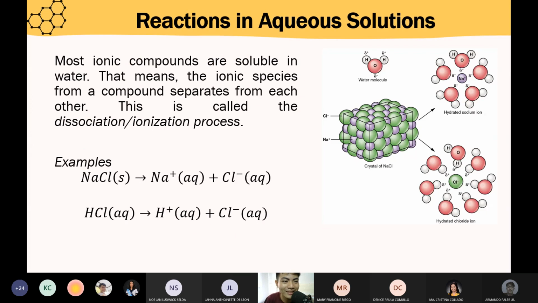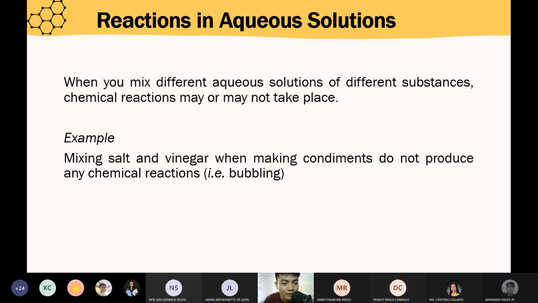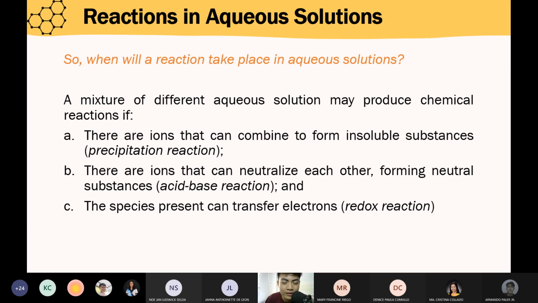Okay? So yan. And then for reactions in aqueous solution, the idea here is that yung ionic compounds nyo, they split into ions. And when they split into ions, they swap out partners. Nagsaswap sila ng partners. Okay? So, by swapping their partners, there could be chances that they may form products. Pwede rin hindi. Okay? So, how will you know if there will be products?